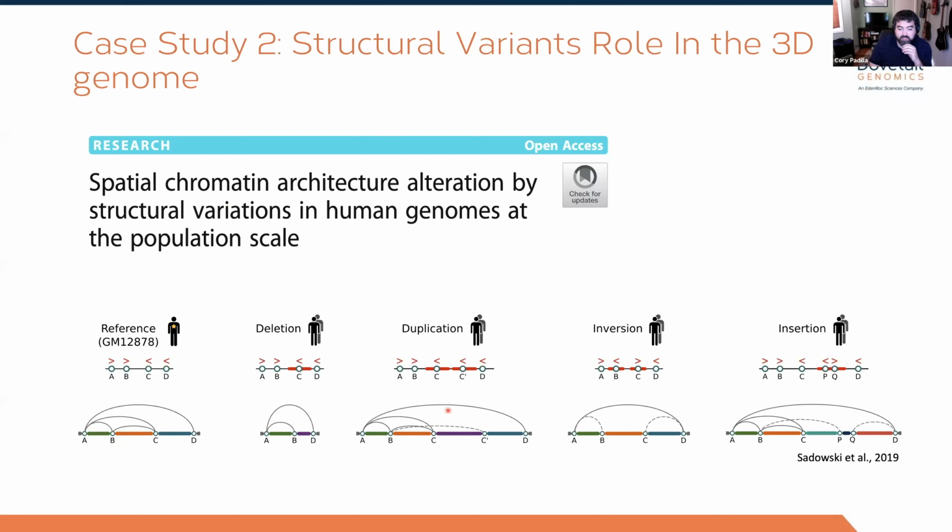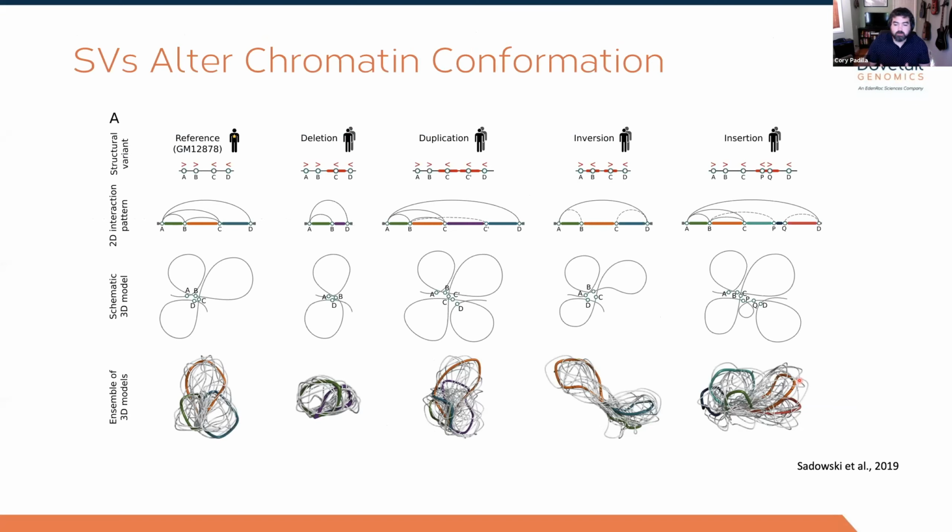When there's a duplication, things get elongated and maybe some interactions that you think would be occurring maybe aren't. Inversions, you lose contacts when you switch things around. And then insertions really disrupt the topology landscape quite greatly. So what this group did is they modeled, using Hi-C data, what the actual chromatin looping dynamics look like for these various structural variations.